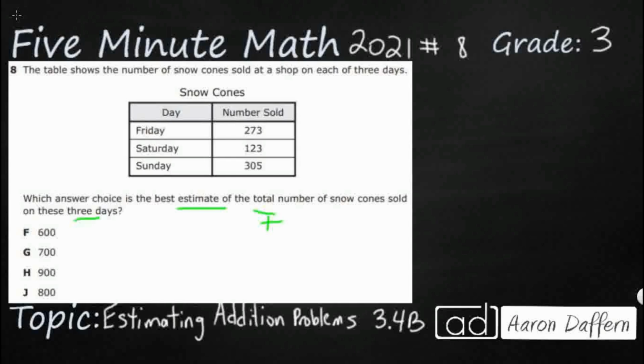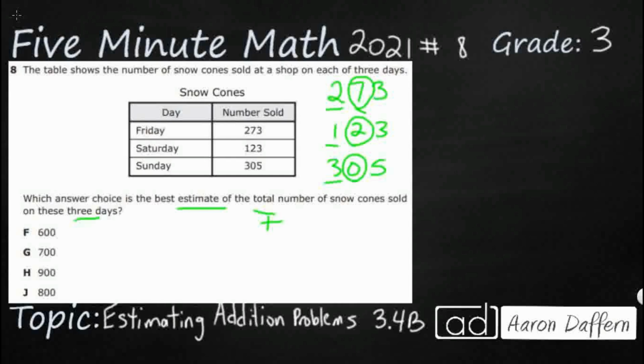So let's do that. I'm going to rewrite these a little bit bigger. 273, 123, and then 305. So when we're rounding to the hundreds place, what we're going to do is underline the place that we're rounding to. So we're going to round to the hundreds place, the 2, the 1, and the 3 digits. Then we always look to the place immediately to the right. So immediately to the right is going to be the tens place. So the 7, the 2, and the 0.